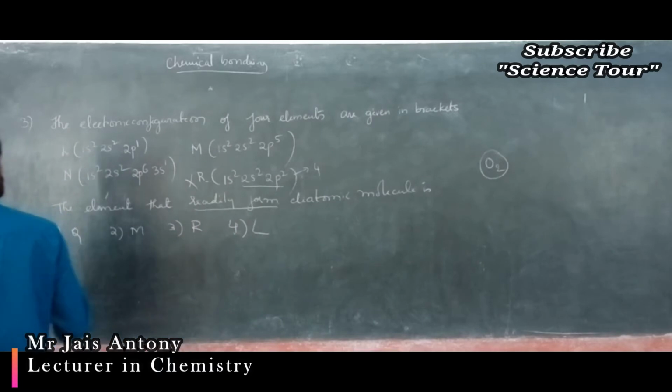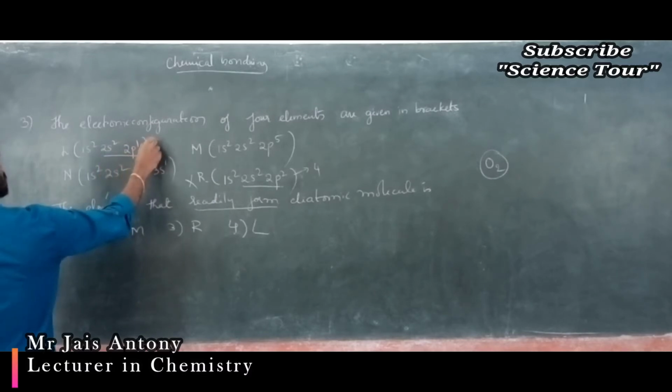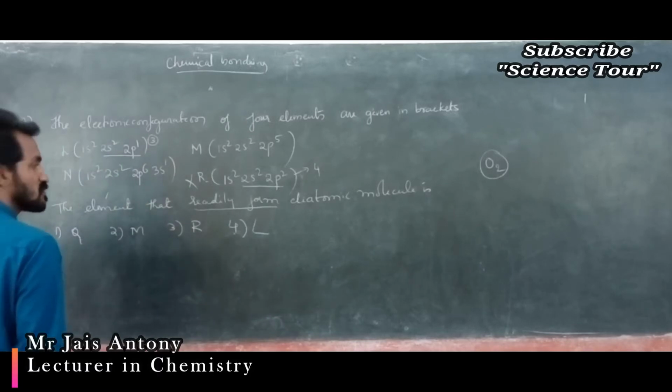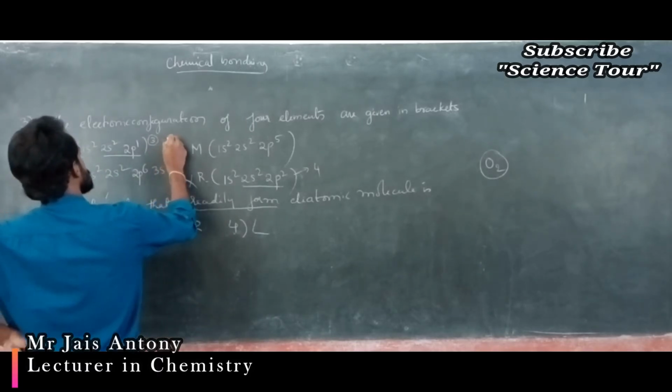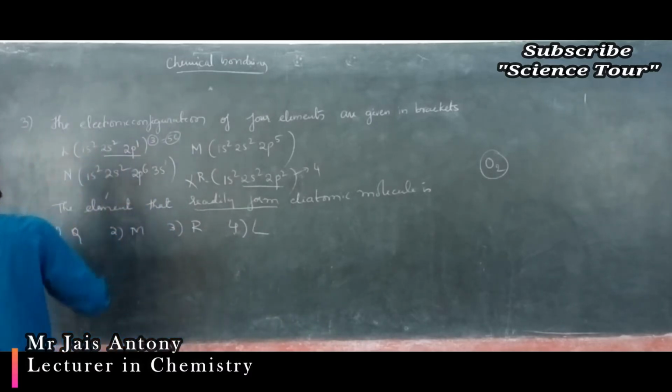And 1s2 2s2 2p6 3s1. In this case, my dear students, we will check this one, L, 1s2 2s2 2p1. Here the outermost electrons are 3. It actually requires 5 more electrons, understood, to become a stable configuration.